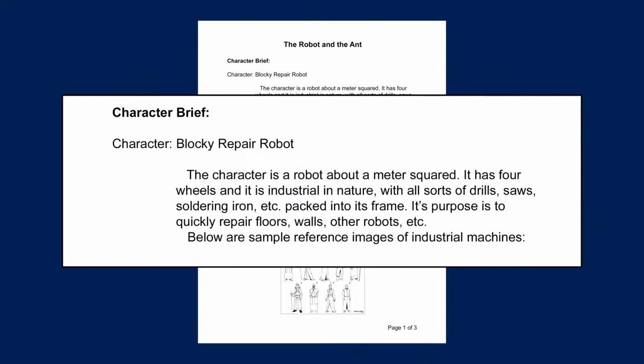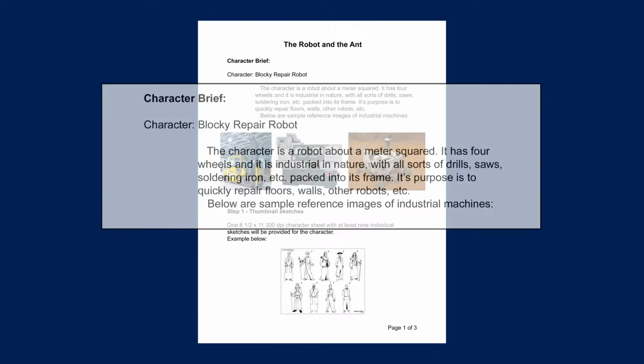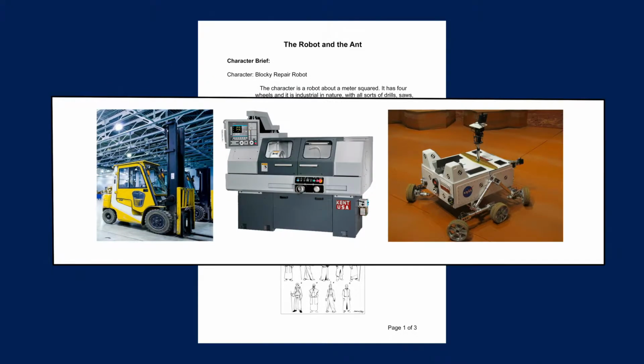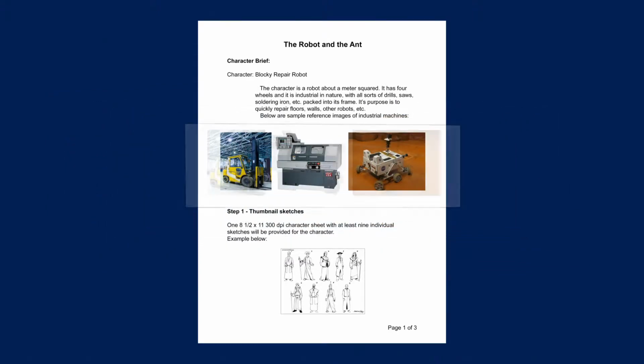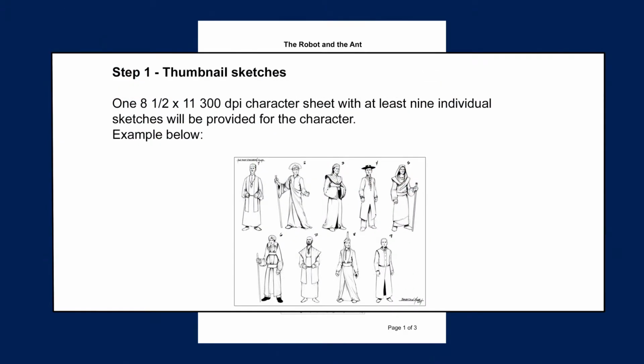The first section is a description of the character. This is followed by reference images. I added 3 here, but you can add as many as you deem necessary. The next section instructs the artist to do 9 rough sketches of different variations of what he thinks the character should look like. I make sure to state that it is to be delivered in an 8.5 by 11 inch 300 dpi file so I can print it at full resolution.